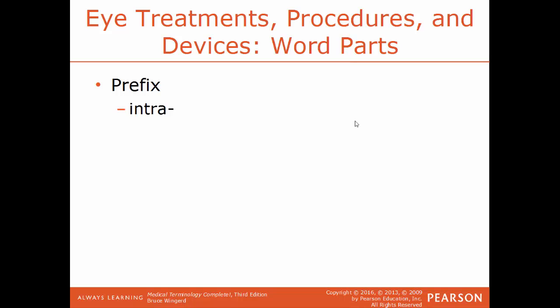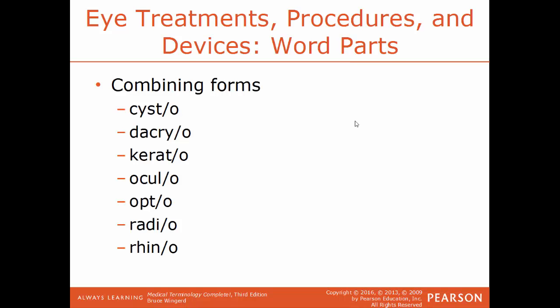Alright, now we'll talk about some eye treatments, procedures, and devices. And the word parts, the prefix intra means within. Some common combining forms you'll see. Cysto is a reference to a water-filled sac or a cyst. Dacryo is a reference to a tear. Kerato is a reference to the cornea. Oculo is a reference to the eye. Opto is a reference to the eye or to vision. Radio is a reference to x-rays. Rhino is a reference to the nose.